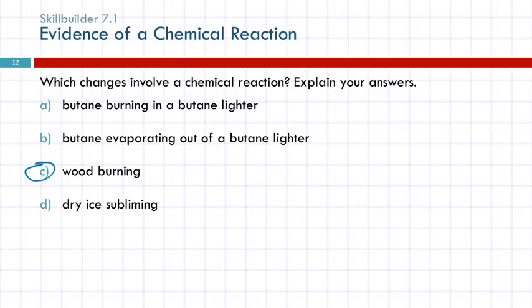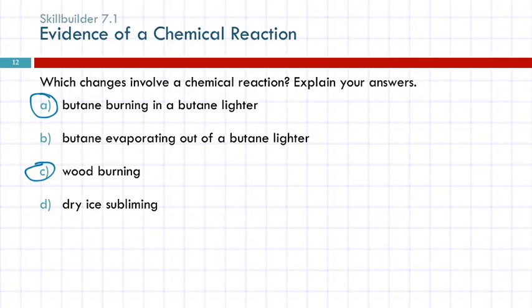Actually, some of them are. So A is. For A, we have butane burning in a butane lighter, and then this one is similar, butane evaporating out of a butane lighter. So burning is telling you this is a combustion reaction. The butane's reacting with air. You've lit the lighter. You flicked your Bic, right? So you've got a flame, you've got heat and light being given off. This is a chemical reaction.